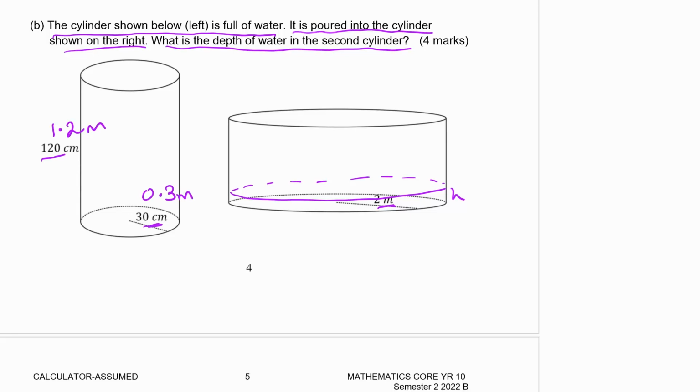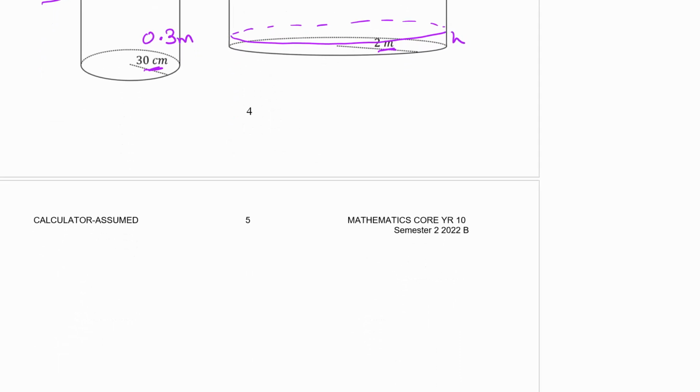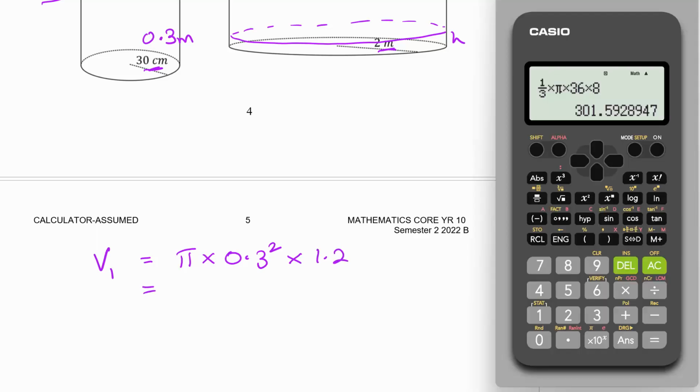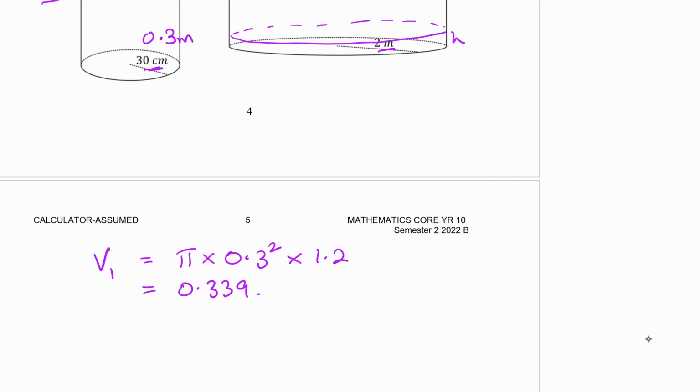And so we can say the volume of the cylinder on the left there, call it V1, is going to be pi times 0.3 squared. So that's the area of the circular end times the height. And we can calculate that. So pi times 0.3 squared times 1.2 gives me 0.339 and so on. I'm going to use the whole number.